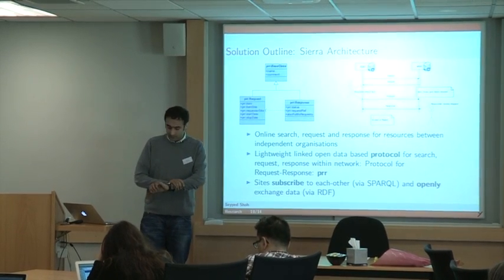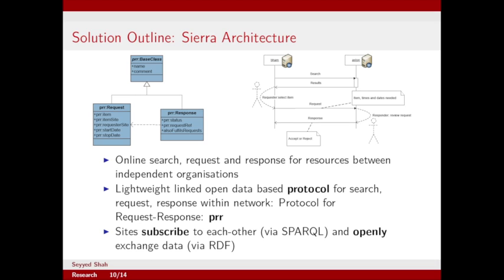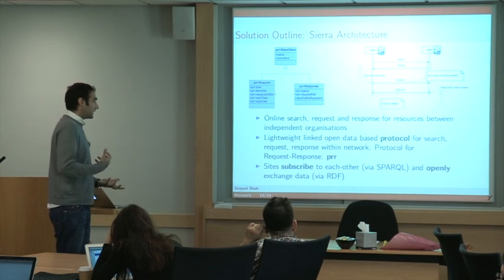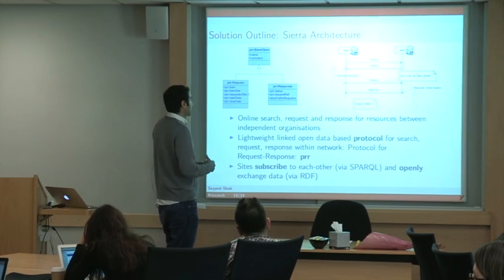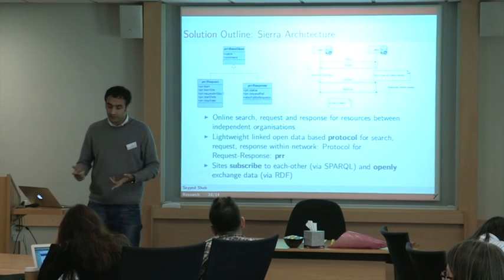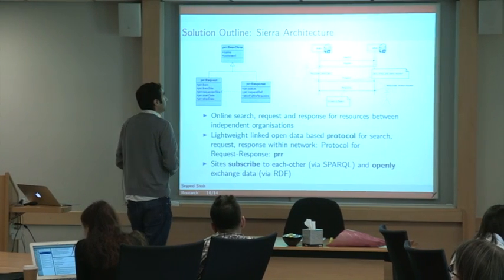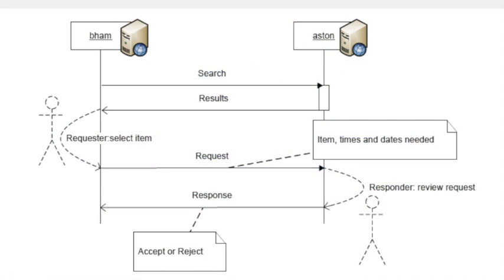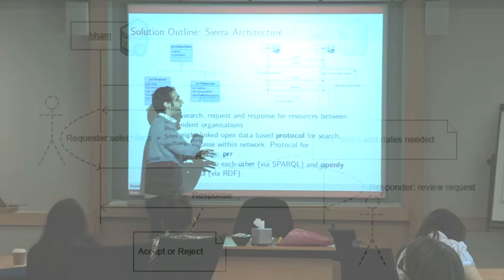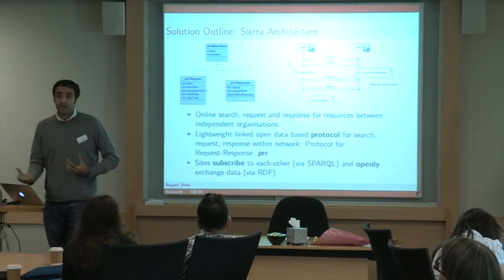Right. And to create this system, what I've come up with is a lightweight protocol that uses linked open data for allowing searches for resources and making responses and requests within this network. And so what a site can do, we've just got a workflow here. A site, let's say the BHAM site here, could send a search request to an Aston site and get the results back. The responder here, who's the dotted man, will be able to make a request for a resource, fill in the details of what they're looking for, and the responder on the Aston site can either accept or reject this request. And now these sites remain independent, but they're using the same open data protocol between them.